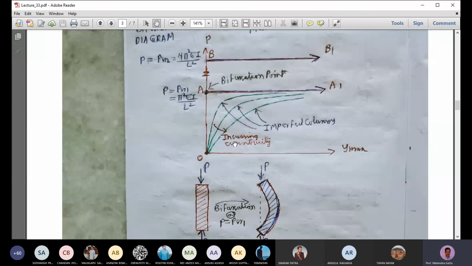But usually columns are not loaded with zero eccentricity. There will be some imperfection, imperfect loading. There will be some eccentricities. As a result, we have our experimental curves, which are represented by the green curve. In the experimental curves, the P value will keep increasing. As the P value increases, the y will increase, and as it approaches P critical, there will be a rapid change in the deflection.